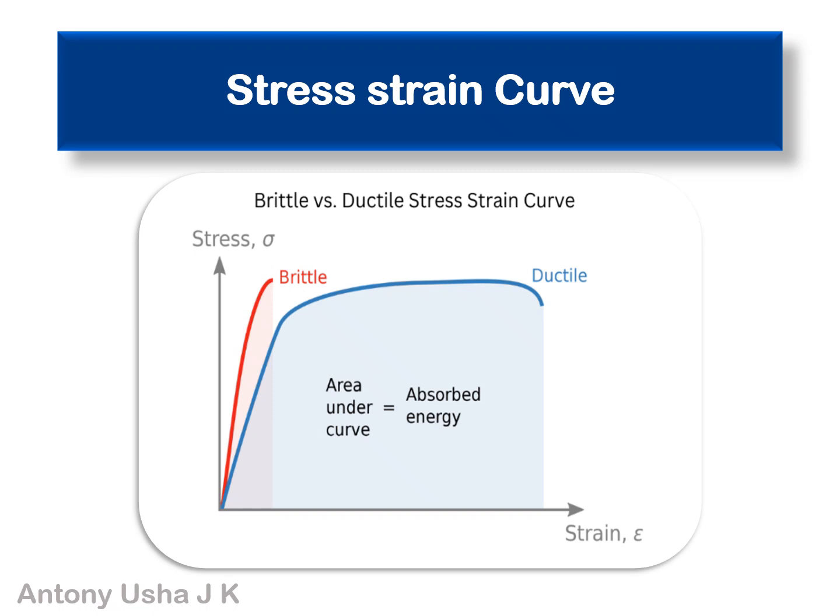For ductile material, the stress strain curve consists of an initial linear elastic region followed by a yield point and a significant plastic deformation region before the final fracture occurs. The area under the curve is large, indicating high energy absorption.